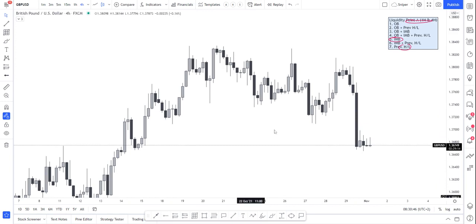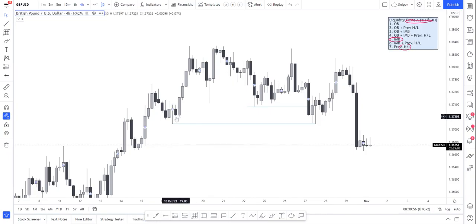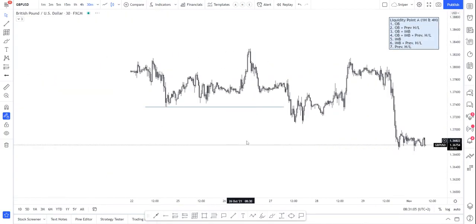We have this low, as discussed, this low, and we have this low. But inside this area, we potentially have something else as well. So let's just remember that we have this previous low, so we have a number 7. Let's go to a lower time frame.